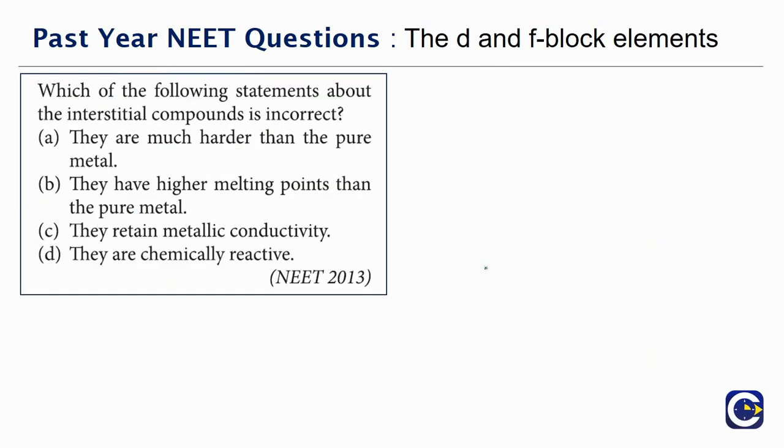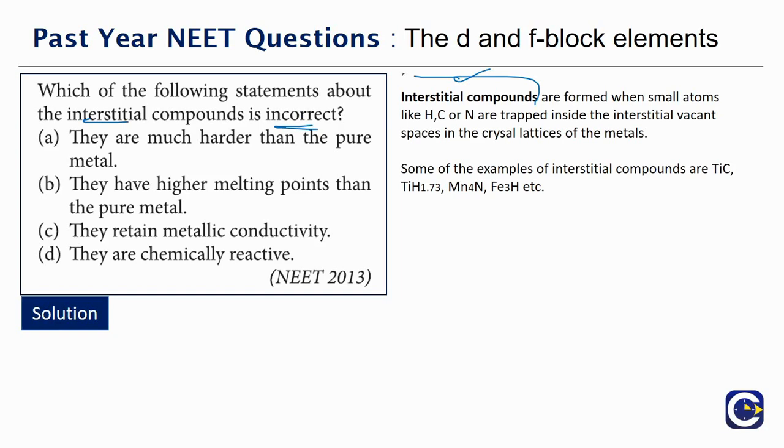Next we have a question that has come in the NEET paper 2013. Which of the following statements about the interstitial compounds is incorrect? So what are these interstitial compounds? First of all, the transition metals typically are able to accommodate small elements like hydrogen, carbon, nitrogen by trapping them in the interstitial void spaces. Transition metal crystals have interstitial voids. We talk about the types of voids in the solid state, the octahedral voids, tetrahedral voids, etc. The voids will be able to accommodate these small size atoms, typically hydrogen, carbon, nitrogen.